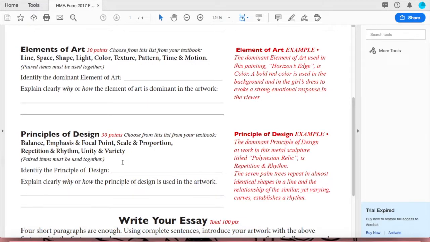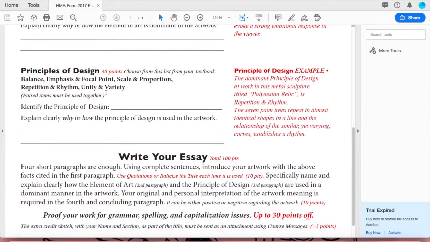It can't just be like the artist uses repetition and rhythm, I've had people say it's a pattern, and then they just leave it at that. Well, what is a pattern? We need to know what the pattern is. A pattern is repeating shapes, right? So tell me what a pattern is and how the painting is a pattern. How and why, all right?